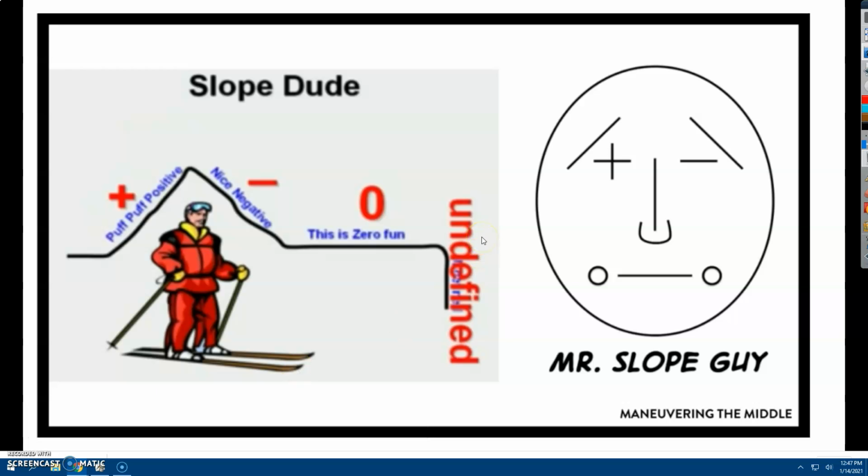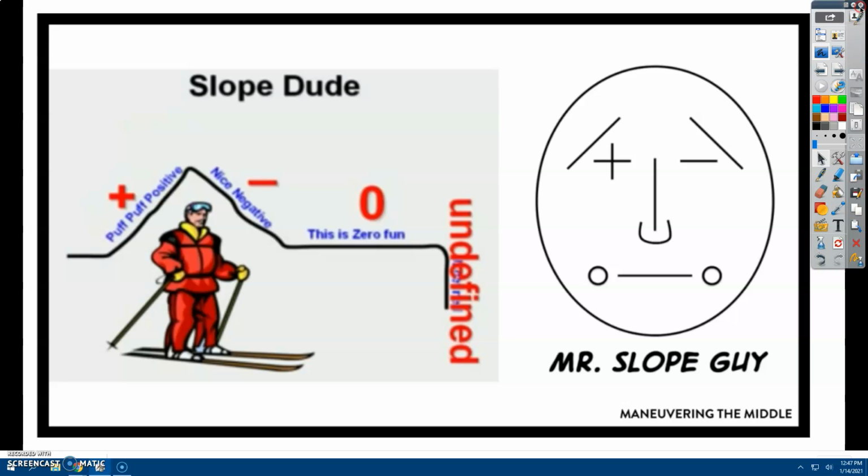We're going to do a little bit of review with Slope Dude, right? So Slope Dude's diagram. You have to remember a couple of things. Slope Dude is not really a happy camper, I guess I should say. But when he's going up the hill, reading from left to right, he's going puff, puff, positive, because he's got to climb that hill. When he gets up to the top of the hill and he's ready to do a gnarly move, he goes down and he goes nice, nice, nice, negative.